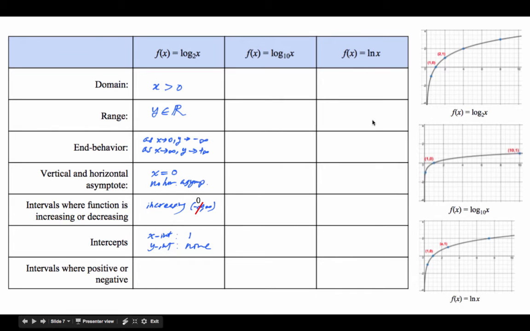And x-intercept is 1. By the way, x and y-intercept is a value. It's not a coordinate, so it has to be 1. And y-intercept, it doesn't even touch the y-intercept, right? So there's none. So where is the interval positive? Well, when x is greater than 1, the y value is positive. When x is less than 1, right here, guys, it is less than 0. So why don't you go ahead and try to fill this out, and we'll check it over in class, okay?